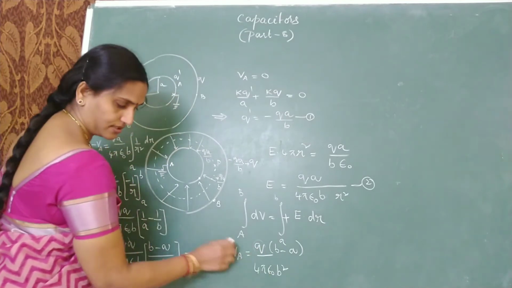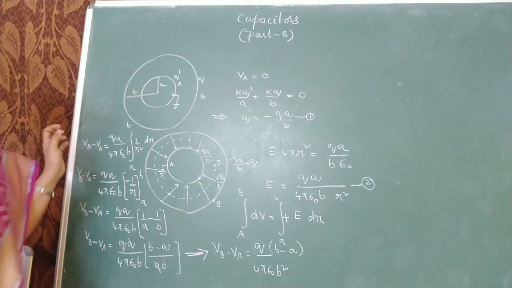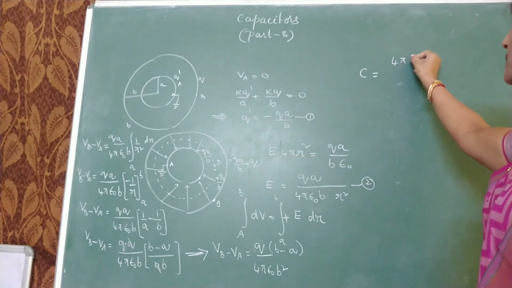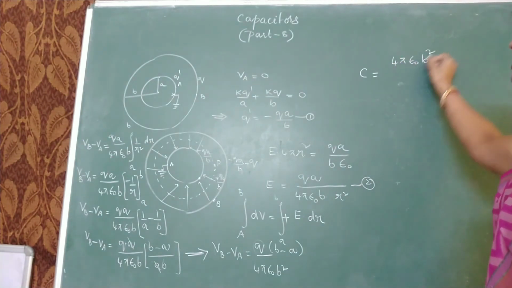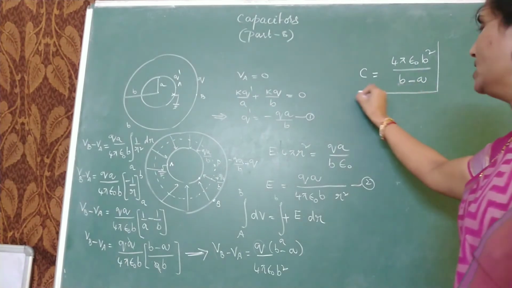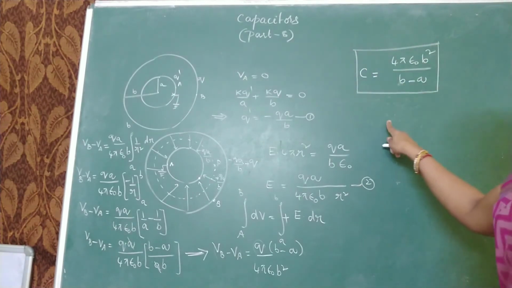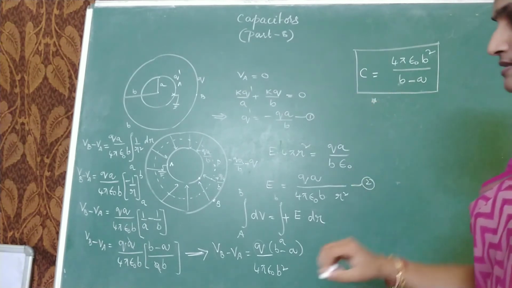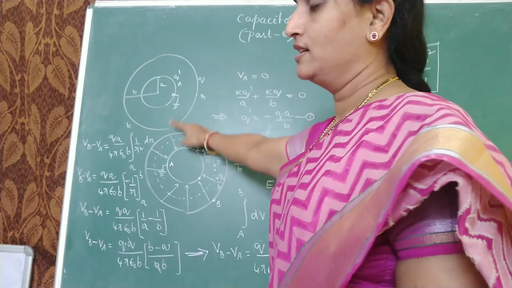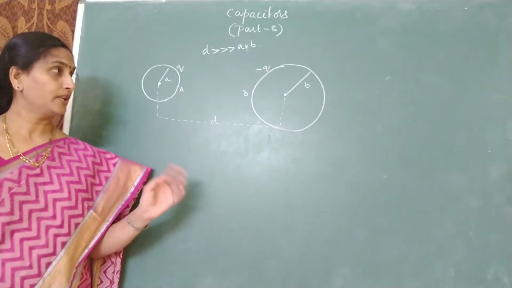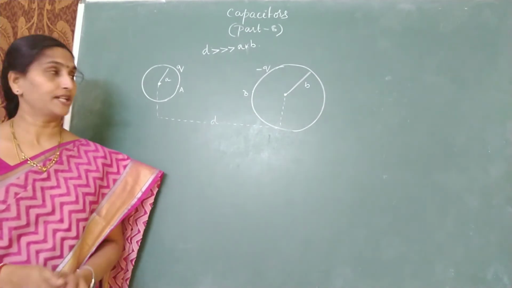So you know the charge and you know the potential difference. So what should be the capacitance of this combination? Capacitance C equals, reverse the fraction, 4 pi epsilon naught B square by B minus A. So this will be the capacitance for this particular arrangement. So this is how we can determine the capacitance if the inner shell is being earthed and the outer one is given a charge Q.